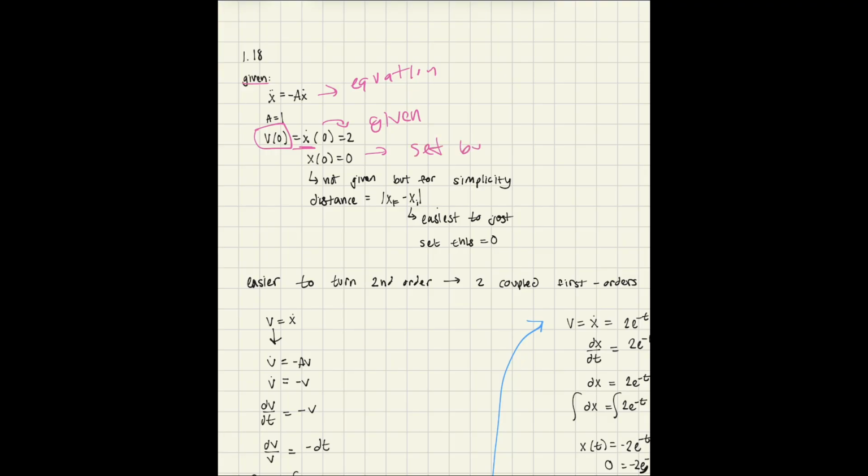This is not given, but for simplicity, we want to find the distance it travels, right? So that's going to be the final position minus the initial position. So it'll just be easier if you set the initial position to 0, right? Okay, so it's easier to turn this second order into two first orders, so we're going to do that first, just because it's easier to integrate and do stuff with it later, because it's simpler.